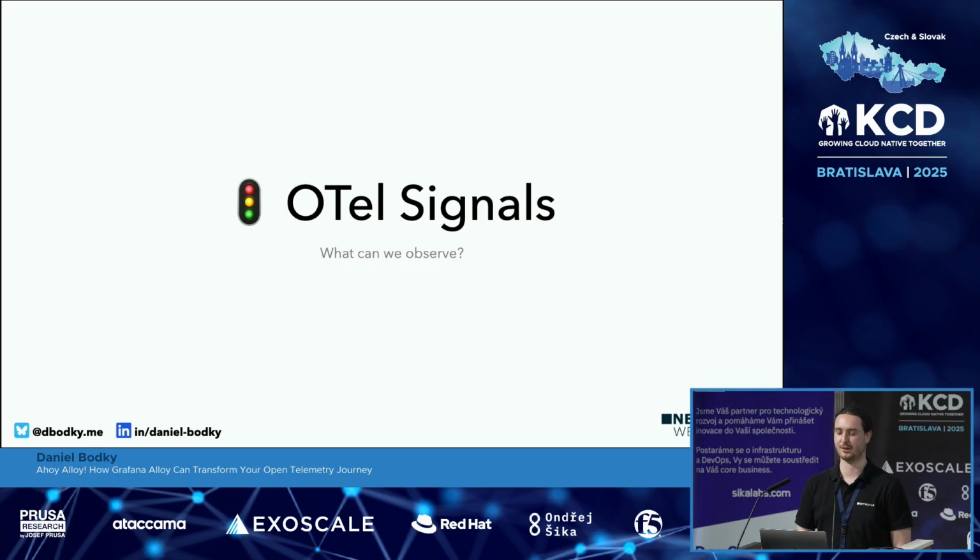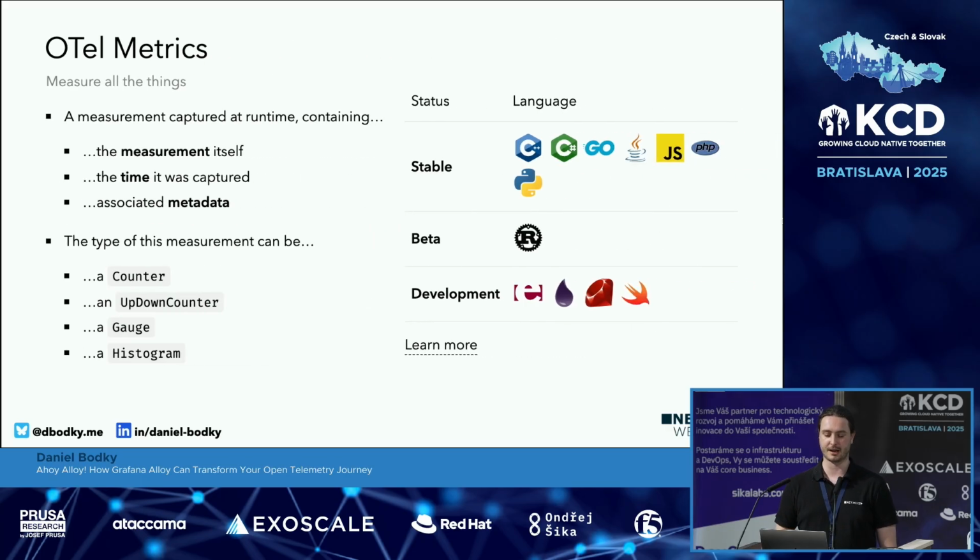And the most important thing, of course, are the signals, because without signals, we don't get any observability, right? So what can we observe? We can observe metrics. Those are just measurements captured at runtime of our applications or infrastructure services. And in OpenTelemetry, they consist of the measurement itself, the time it was captured, and associated metadata. That could be labels extracted from the app where the metrics were measured, but also stuff added later through a processor, for example.